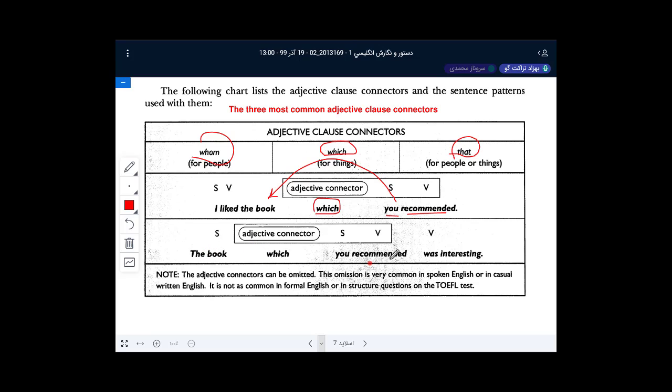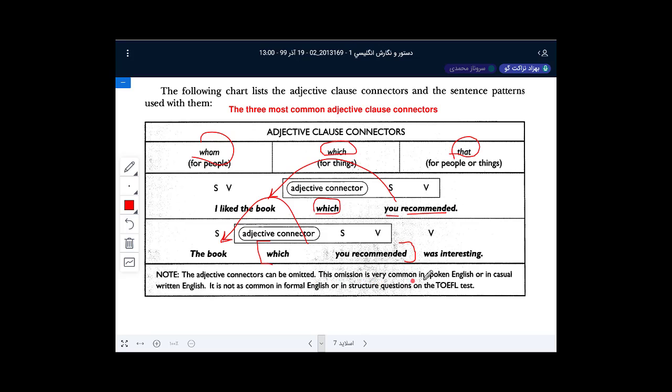The book which you recommended was interesting. So the main clause is the book was interesting, but it tells something about the book which you recommended, or that you recommended. Because the book is not animate, we use either which or that. We cannot use who. The adjective connectors can be omitted.